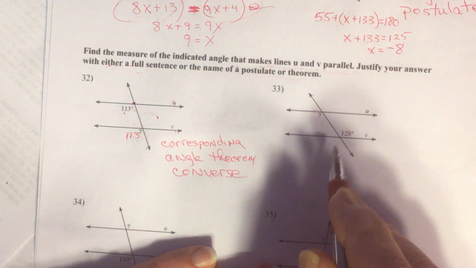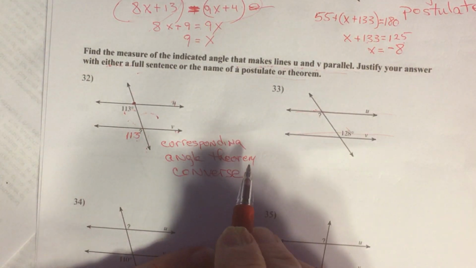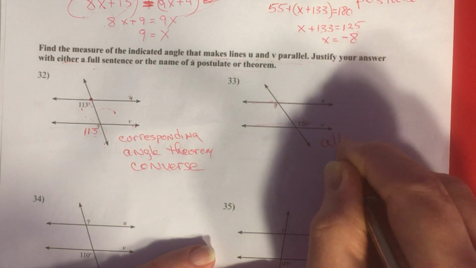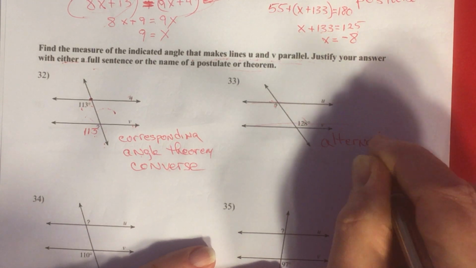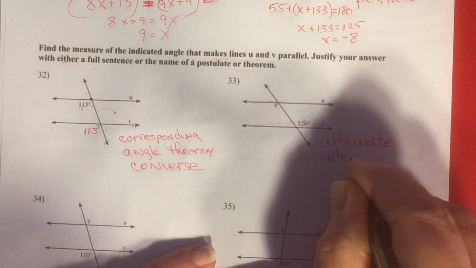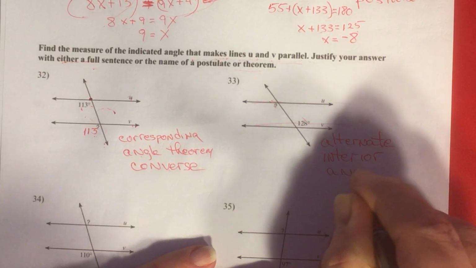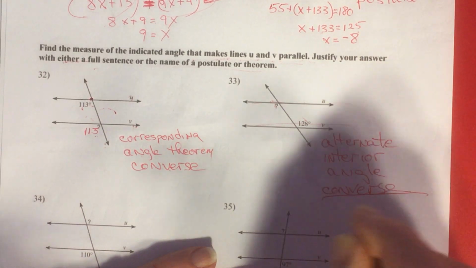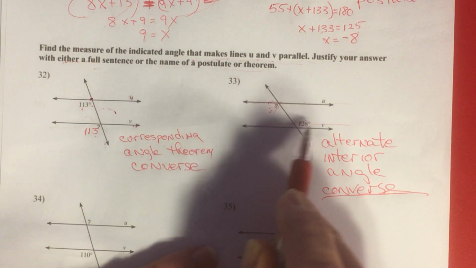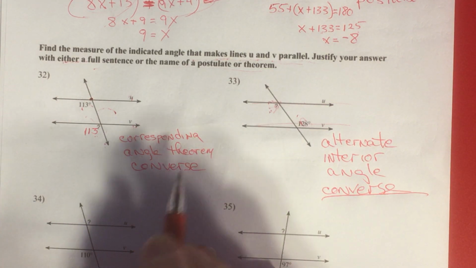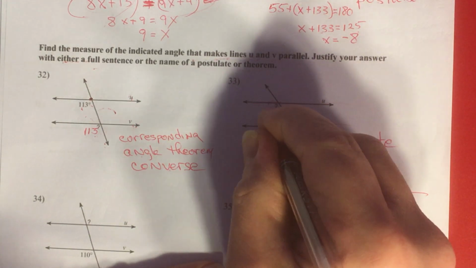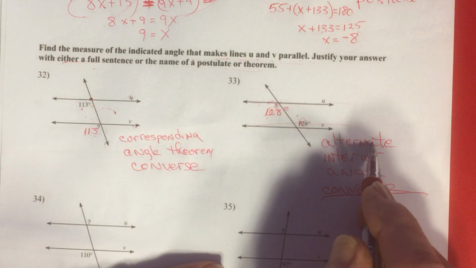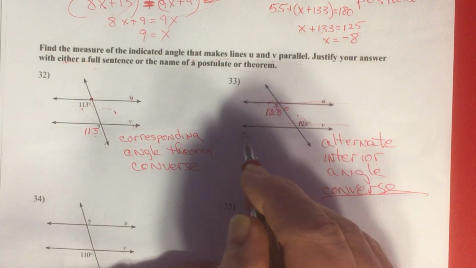These are alternate interior angles. I don't know that the lines are parallel, but I want to find out what would make them parallel. So this is the alternate interior angle converse that tells me that if this was equal to this, these lines would be parallel. So if I make this 128 degrees, the alternate interior angle converse tells me that the lines are parallel.